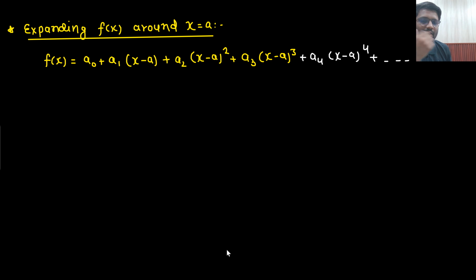So how will I find out the value of A0? Sir, simply put x equals a here. So f(a) will be A0 plus A1 into (a minus a).